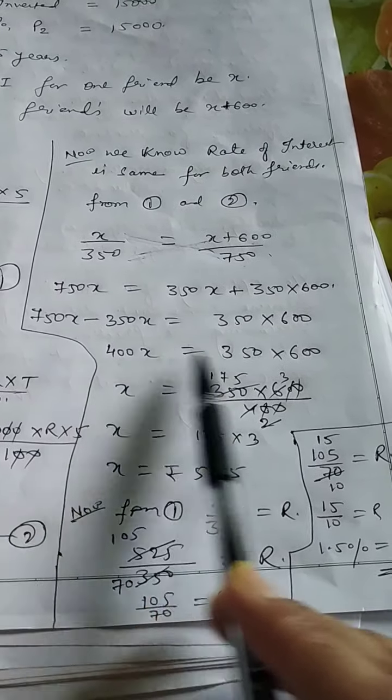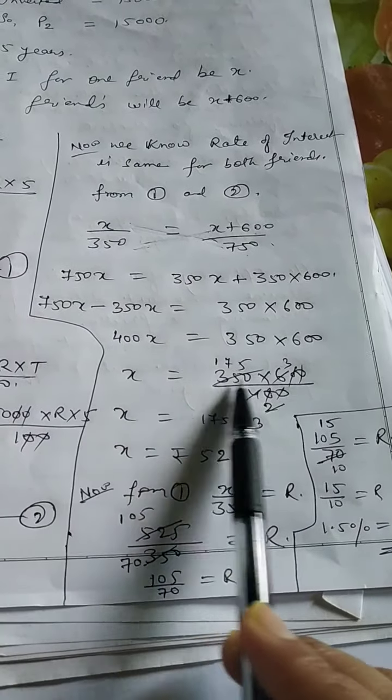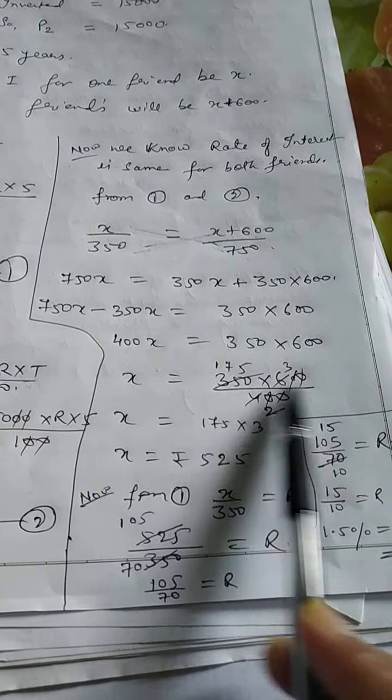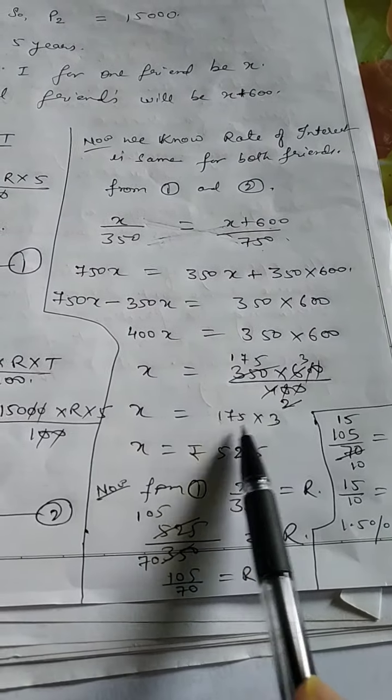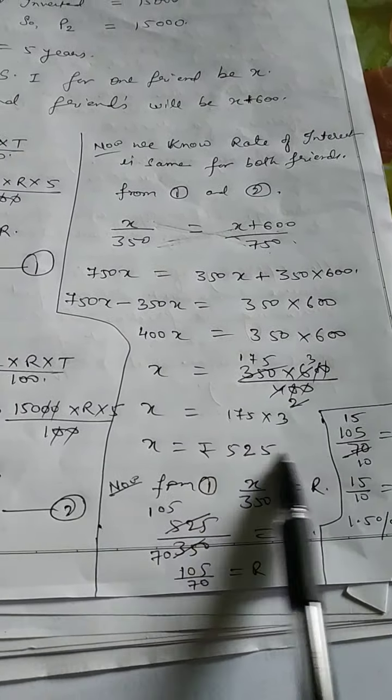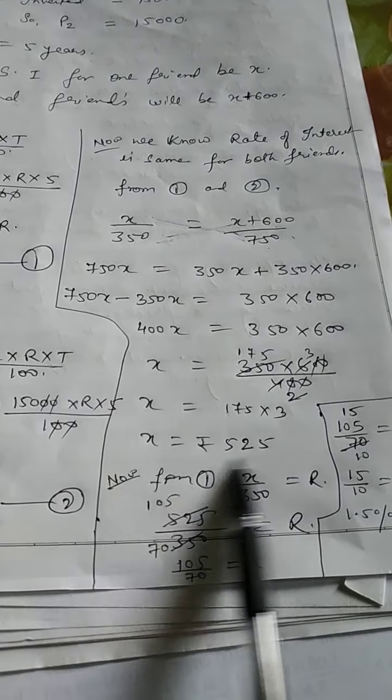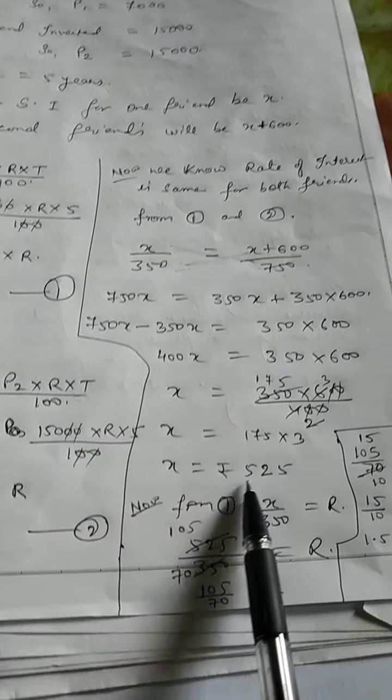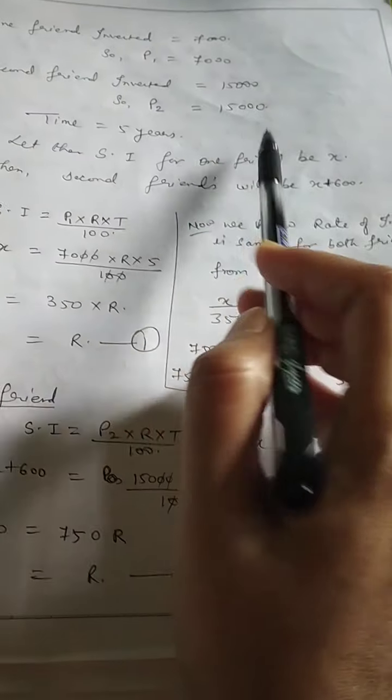Subtract it, we will get 400X. This into this, X is equal to this by 400. If you cancel it out, we will get the value of X. 175 into 3, that is equal to 525. The X value we have got. X means the simple interest for the first friend.